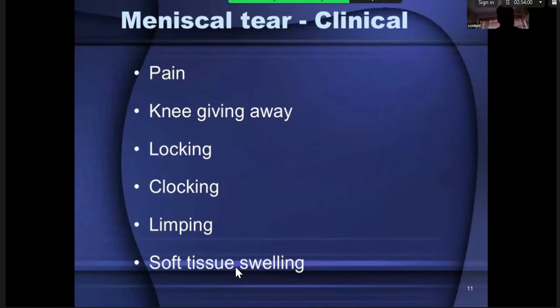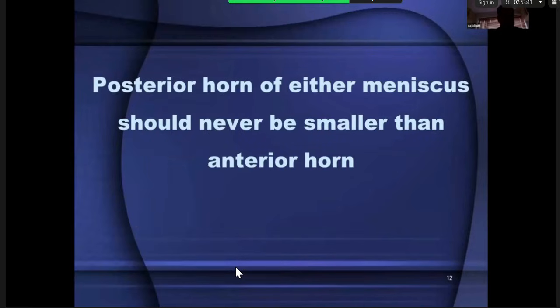You may or may not have a soft tissue swelling. When you have a soft tissue swelling, it is either because of knee joint effusion, which develops in patients who have loose bits of meniscal tissue dangling in the knee joint, or they can have a little parameniscal cyst, which is like a ganglion cyst. And sometimes patients present with that.